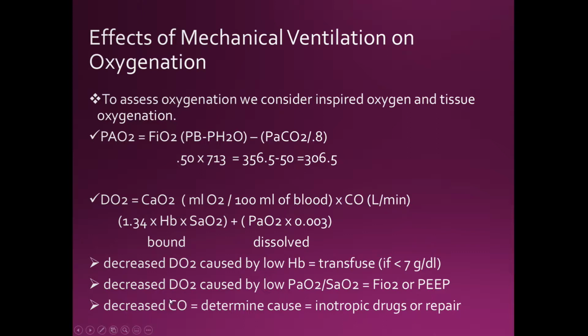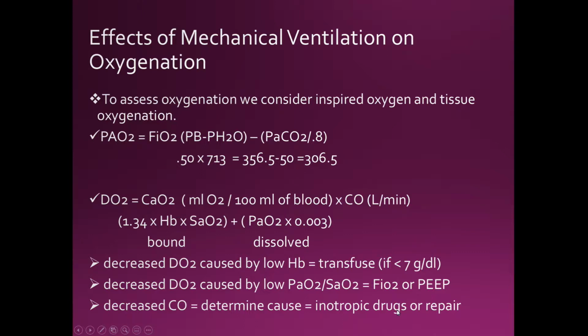So if our decreased oxygen delivery is caused by a low SaO2, we're going to give them some oxygenation, and this is the way we fix oxygenation on mechanical ventilation. It's either the FiO2 or PEEP. If I have a decreased cardiac output, we got to make sure what's going on. We don't know what's happening, and then you give an inotropic drug or you repair what's going on. So if I have a decreased CO, it could be possibly because I have an increase in PEEP. So to repair that, I have to decrease the PEEP to increase my cardiac output.